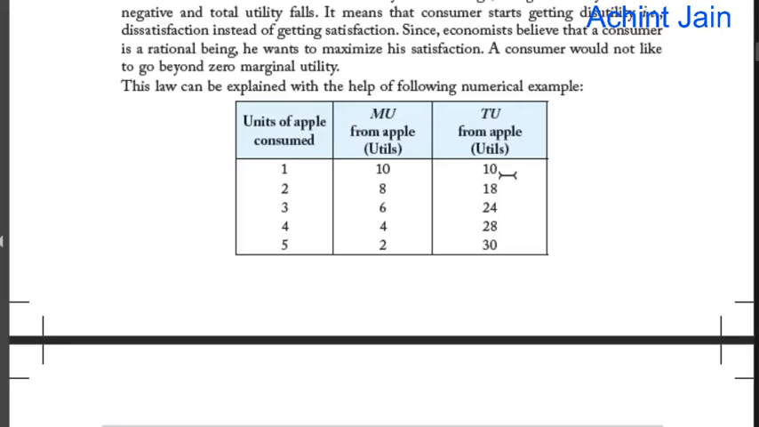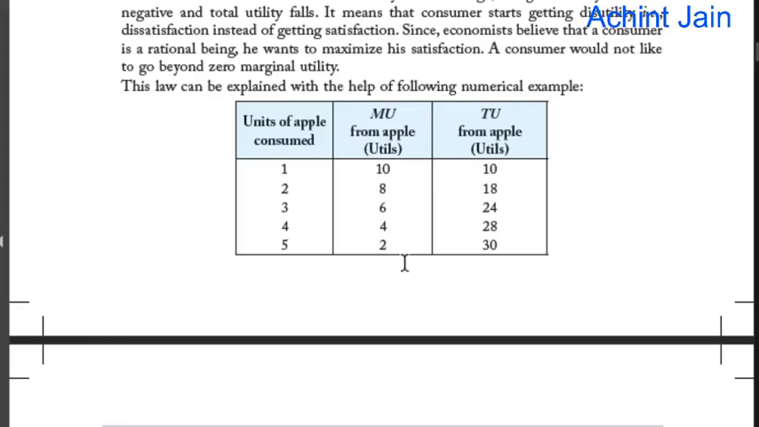And in TU you will see the differences: 10 and then 18, that is a difference of 8, then 18 to 24, a difference of 6, then 24 to 28, then 4, then 28 to 30, then 2. Then what does the law of diminishing marginal utility tell you? It is the fundamental law of utility. The law states that as more and more standard units of a commodity are continuously consumed, the MU obtained from its successive unit goes on diminishing.